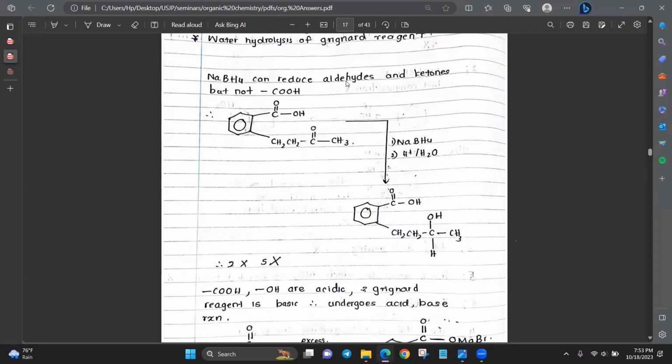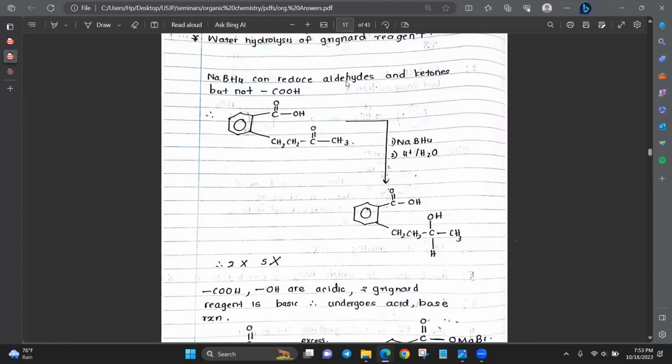So sodium borohydride, NaBH4, like lithium aluminum hydride, is a reducing agent, right? But it is not as strong a reducing agent as lithium aluminum hydride. If there's any carbonyl group anywhere, it can undergo reduction. But sodium borohydride, from the compounds containing carbonyl groups, can reduce only aldehydes and ketones. It cannot reduce carboxylic acid because it is not that strong.